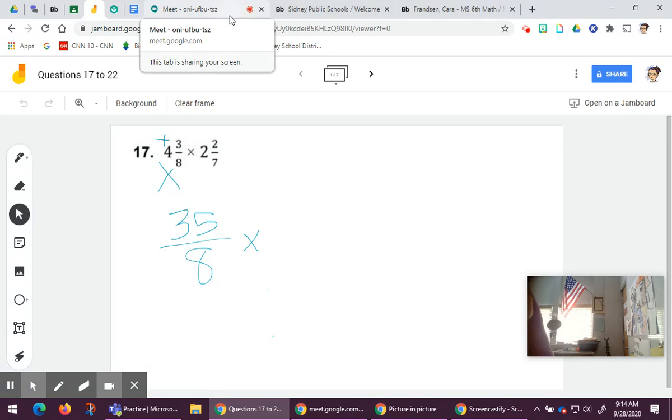Yep, so on the back of your page, you're going to write number 17. You're going to copy the problem down into that one rectangle, and then follow along with me as I write.